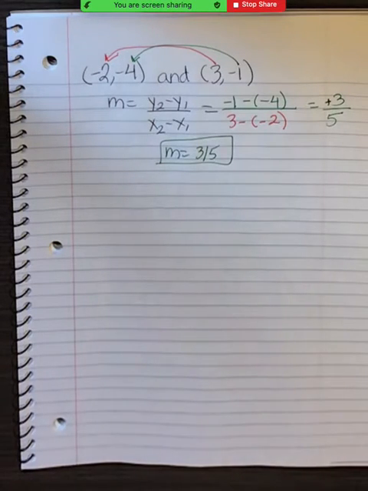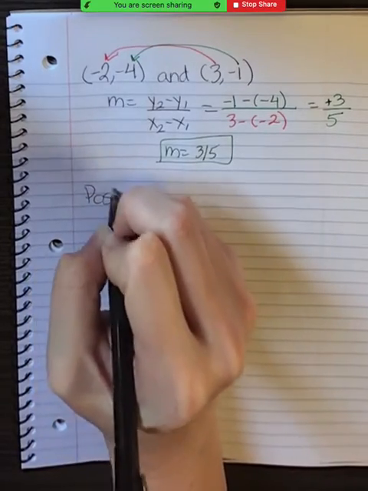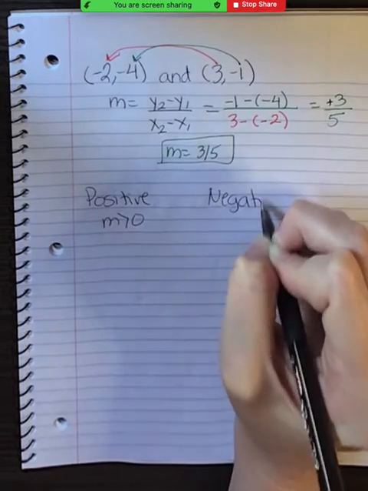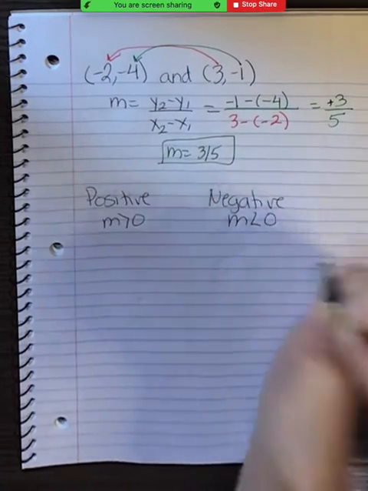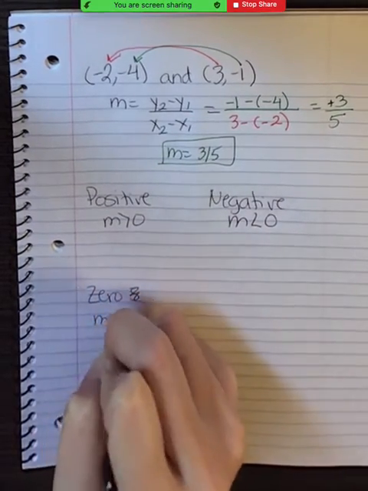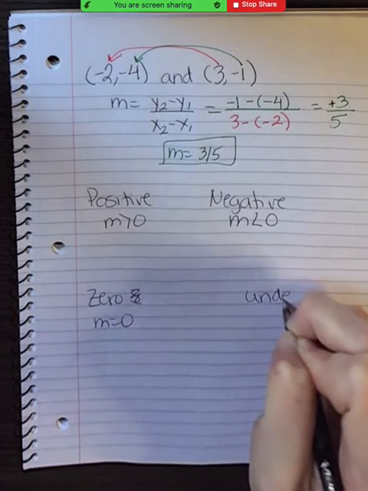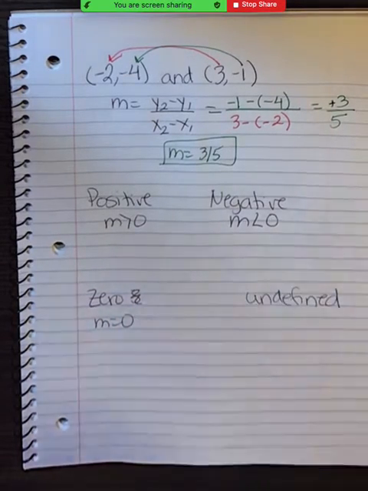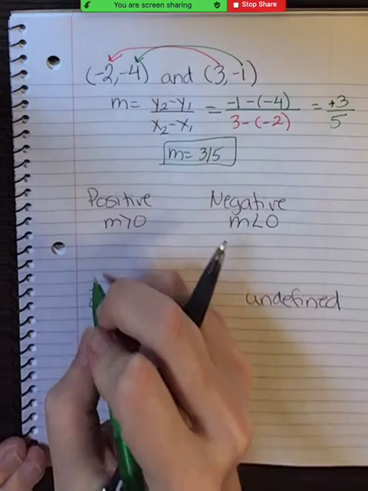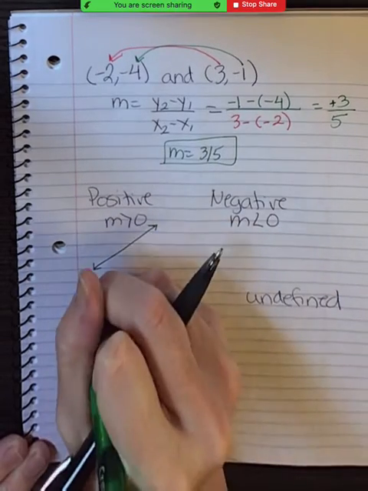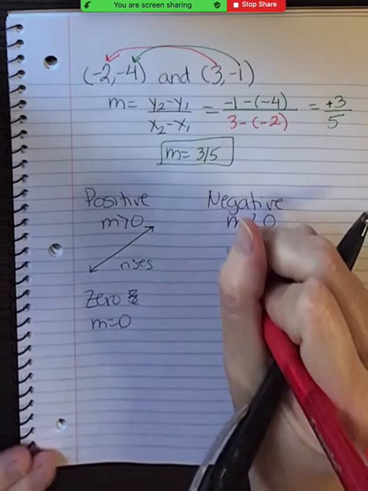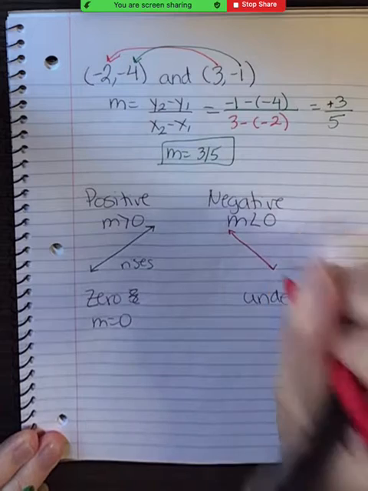With slope, you can have a positive slope. You can have a negative slope. You can have a 0 slope. Or you can have an undefined slope. Okay? Positive slope rises from left to right. So as you move to the right, it gets bigger. Negative slope gets smaller as you move to the right. So this falls.